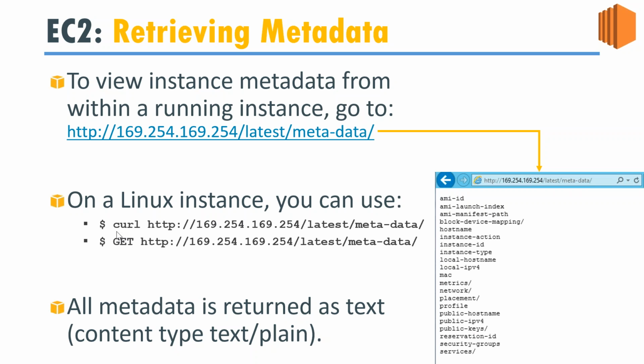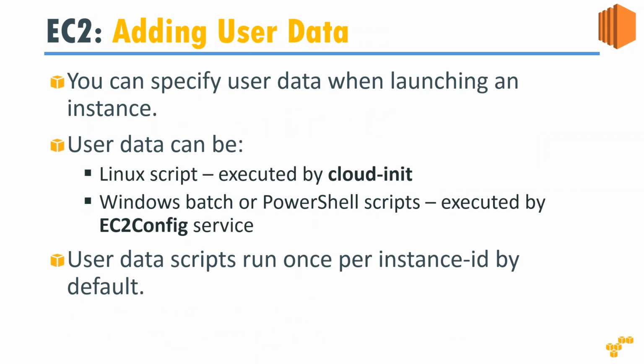In Linux, you do something like a curl and then the full URL, and you should be able to get the responses. All the responses are in plain text, so you should be able to process them easily in your bash scripts or any other scripts. It is not in JSON, or a dictionary, or some other format where you need another package to format it. It is all plain text, so you can consume it in your scripts easily. So this is about retrieving the metadata. Let us go ahead and see the user data.